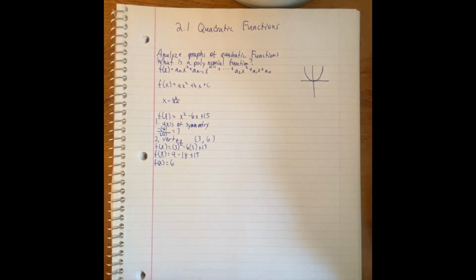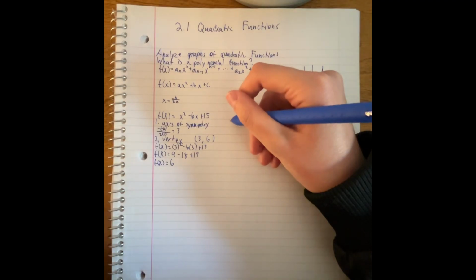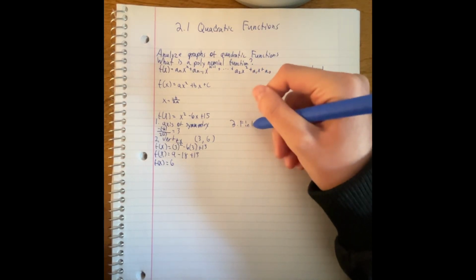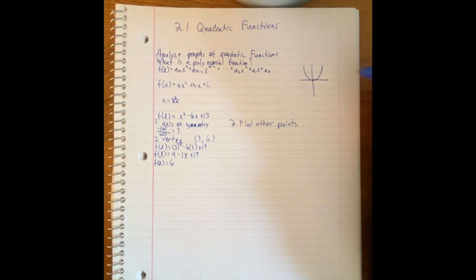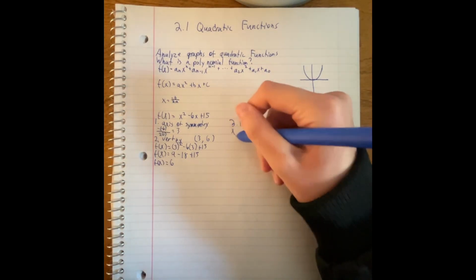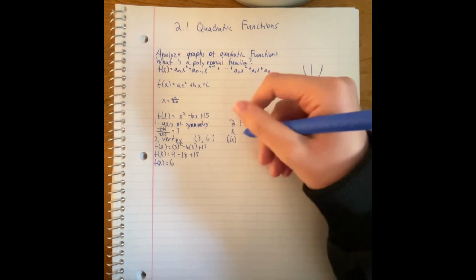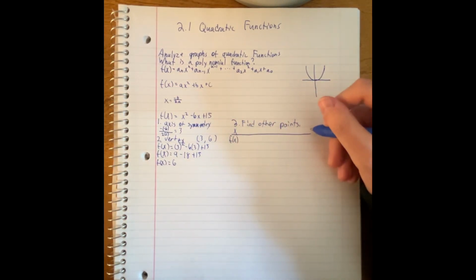So now let's find some other points. Step 3, find other points. Since x equals 3, y equals 6 is our vertex, or sort of our middle ground, I'm going to take two points from before the vertex and two points from after the vertex. So I'm going to make a table real quick. Let's have that look like this.